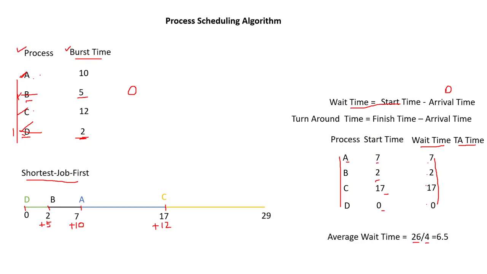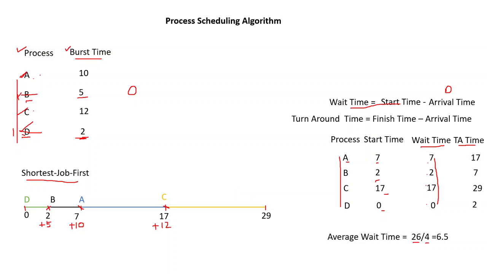Or in other words, we might say that turnaround time equals finish time minus arrival time. Now, from the Gantt chart, we'll again find out what the finish time of each process is. In this case, A finished at time point 17, that is here. B finished at time point 7, C finished at time point 29, and D finished at time point 2.